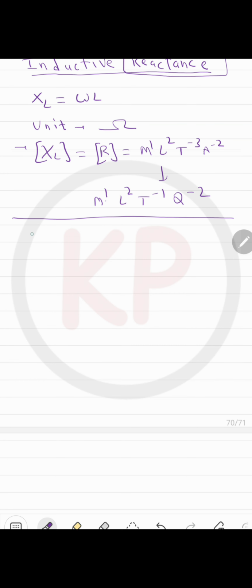Similarly, we have capacitive reactance. Remember, capacitive reactance and inductive reactance both have same unit and dimensions. Xc is equal to 1 by omega C. Its unit will be ohm. Its dimensional formula is same as that of resistance, that will be M1 L2 T minus 3 A minus 2. In terms of charge, again I am writing so that you can remember it well: M1 L2 T minus 1 Q minus 2.